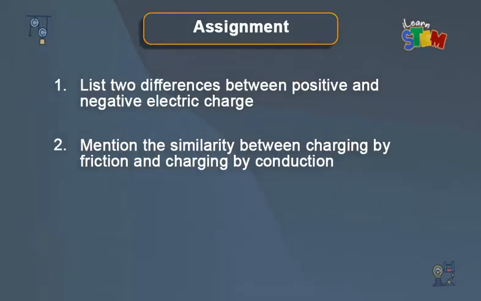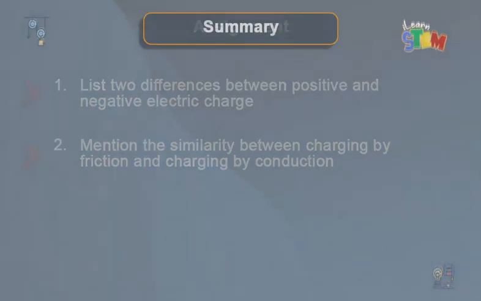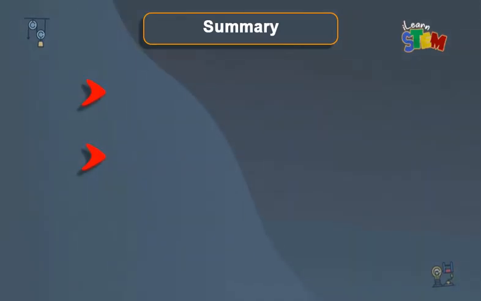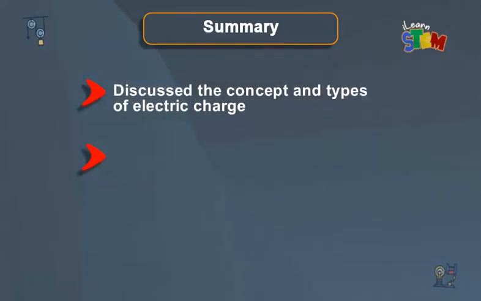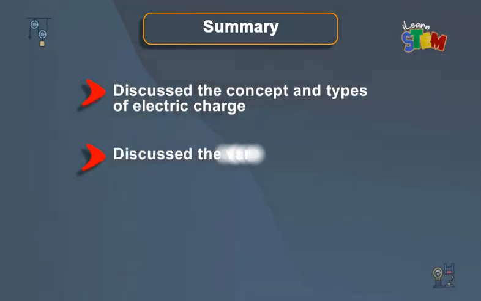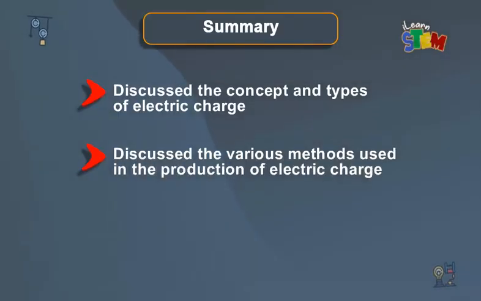Good job, students. Before we end today's class, let us summarize what we learned. Today, we learned about the concept and types of electric charge, and the various methods used in the production of electric charge.